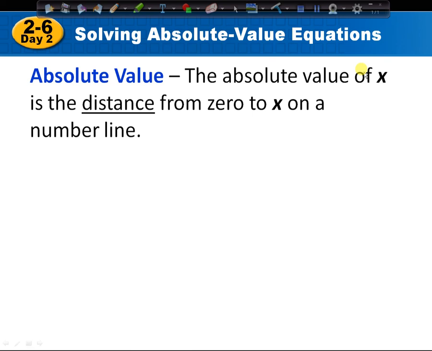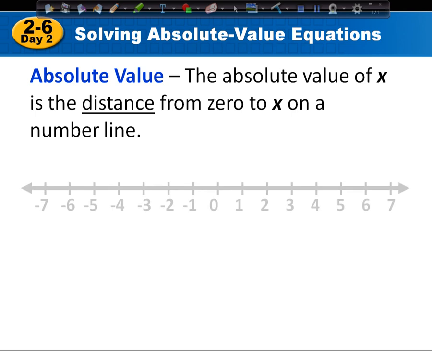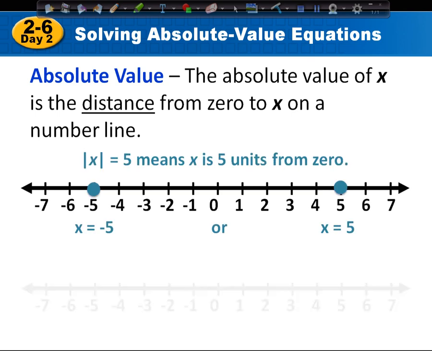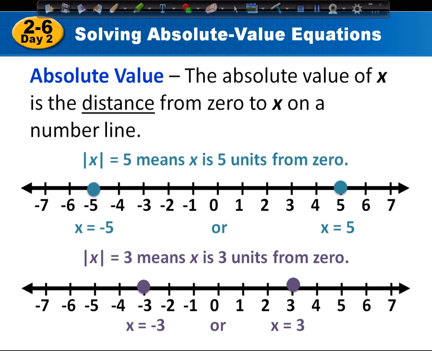All right, we're going to look at the definition again of absolute value, but you don't need to write this down again because presumably you wrote it down last night. Just keep in mind that the absolute value of x is the distance from 0 to x on a number line. So again, absolute value measures distance. It can never be negative. It is always positive. The absolute value of x equals 5 means that x is 5 units from 0, which means that x could be negative 5 or x could be positive 5. And the absolute value of x is 3 means that x is 3 units from 0, which means that x could be negative 3 or x could be positive 3.